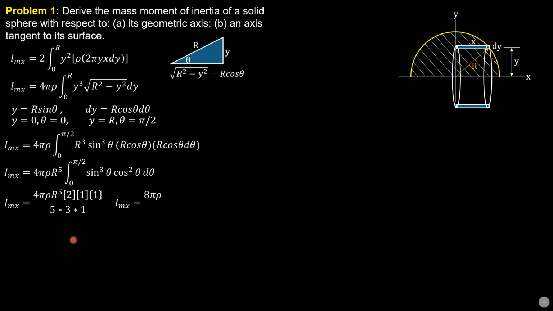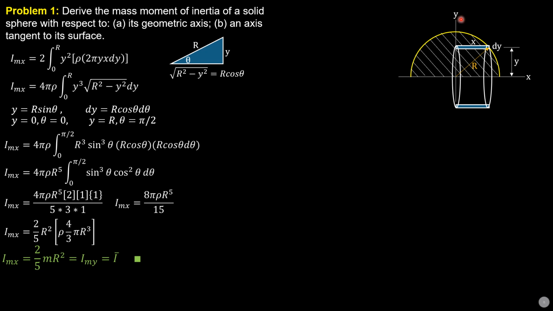So 8 pi rho r to the fifth over 15, and we set up the volume of the sphere. So we make this 2 fifths r squared and quantity density times 4 thirds pi r cubed. And we note that 4 thirds pi r cubed, the volume of the sphere, multiplied by the density, will be the mass of the sphere. So therefore, the mass moment of inertia of a sphere is 2 fifths m r squared. And that is also the mass moment of inertia with respect to the y-axis, and in general, the centroidal mass moment of inertia of a sphere.